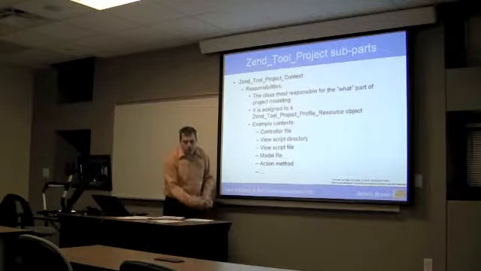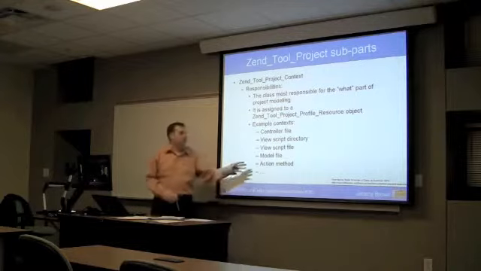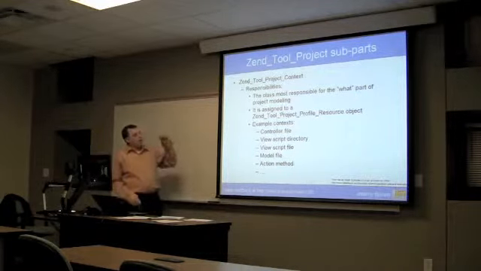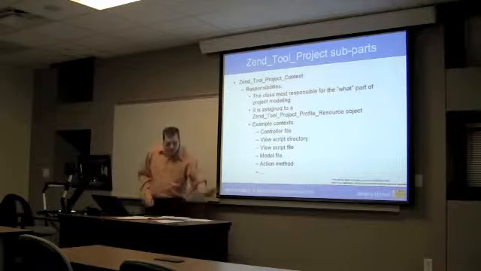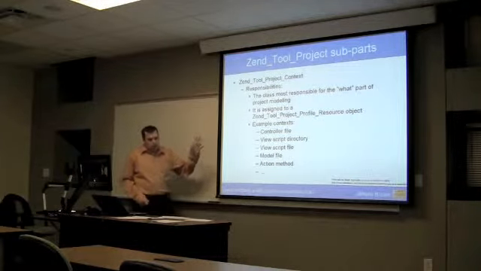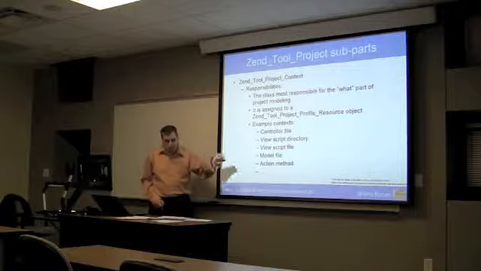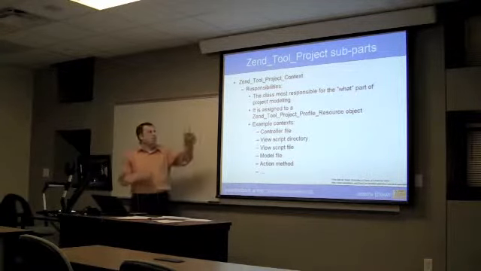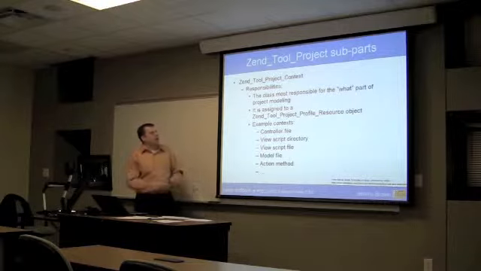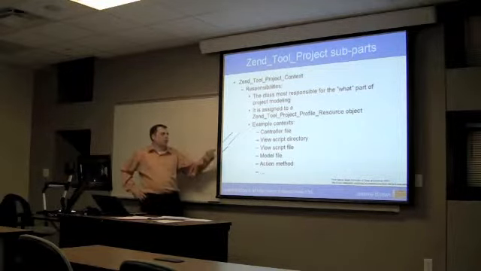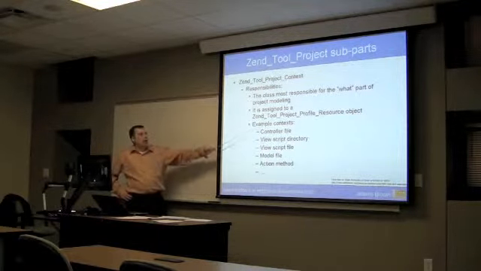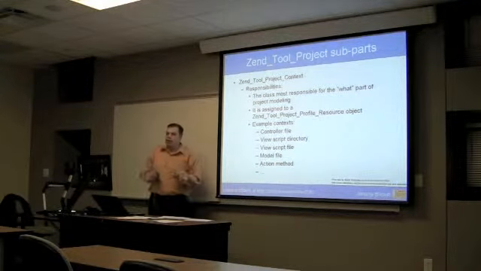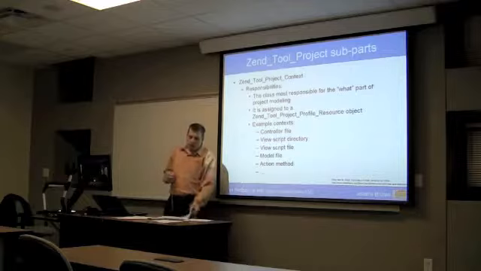All right, this is the Zen Tool project context that we just saw in the previous slide. So we had the Zen Tool project profile resource, which was more the where. Now the context is the what. And it's going to be assigned to a Zen Tool project profile resource object and different types of context. If you have a piece of code that you want to have executed, you need to know what you're supposed to do with it.